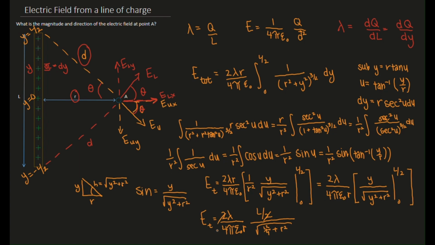So what I am left with is that my total electric field is equal to lambda over 4 pi epsilon naught times r, which is the distance away from the line of charge, times L, the length of the line of charge, over the square root of the length squared divided by 4 plus the radius squared. And this is the electric field for a finite line of charge.